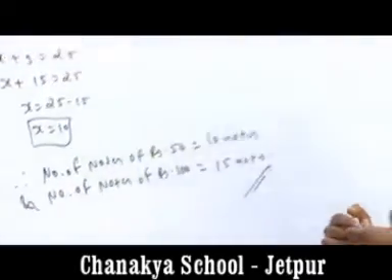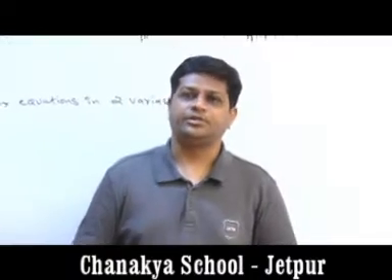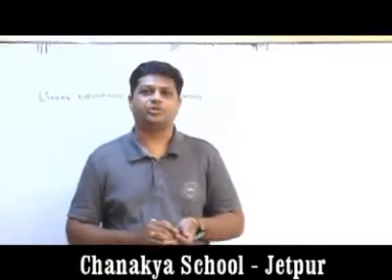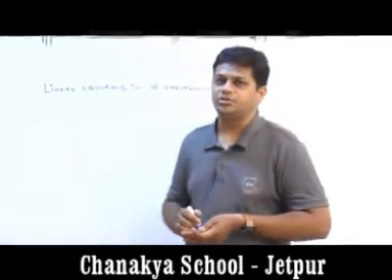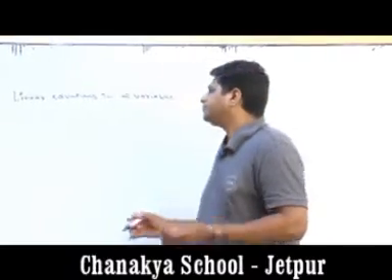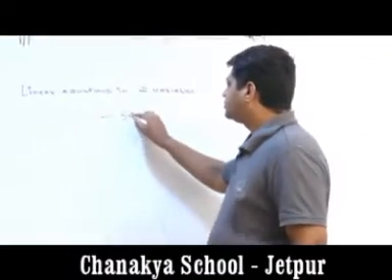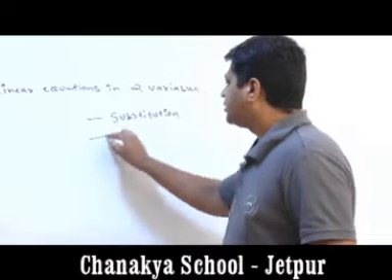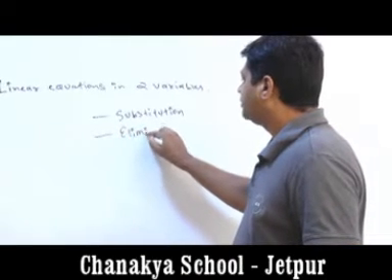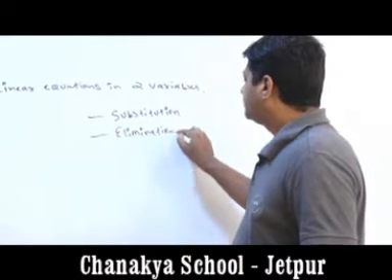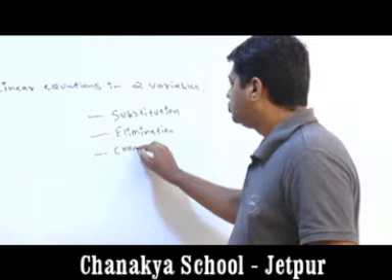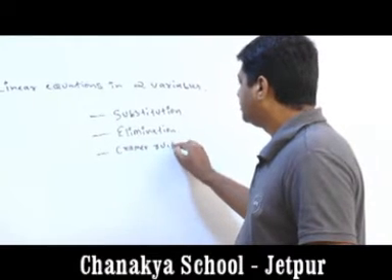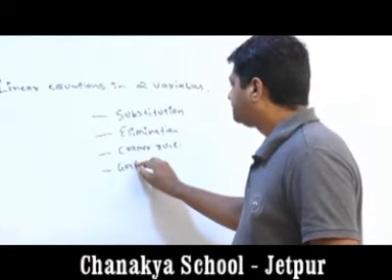Okay students, here we conclude. Hence we completed our chapter linear equations in two variables so far. The methods we have discussed are: first method was substitution method, second method was elimination method, third method was Cramer's rule, that is cross multiplication method, and graphical method.